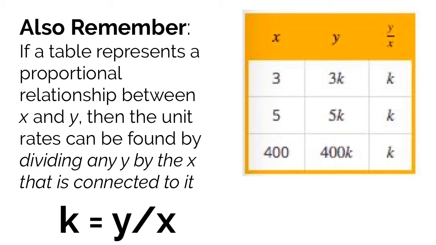Also remember, if a table represents a proportional relationship between x and y, then the unit rates can be found by dividing any y by the x that it is connected to. So in this one, we see 3 and 3k. If I take the 3k and divide it by 3, I get k. If I take the 5k and divide it by 5, I get k. If I take the 400k and divide it by 400, I get k. If you take any point in any part of the table, and take the y and divide it by the x it's connected to, you will get the constant of proportionality.